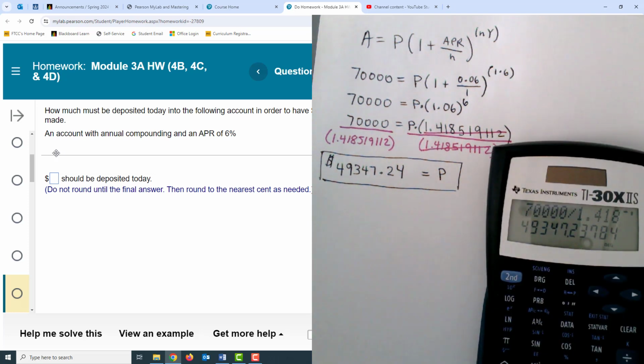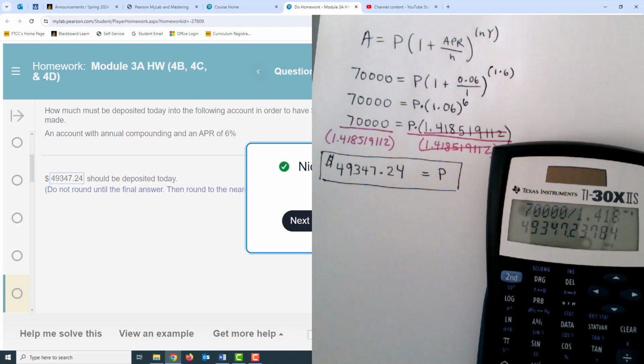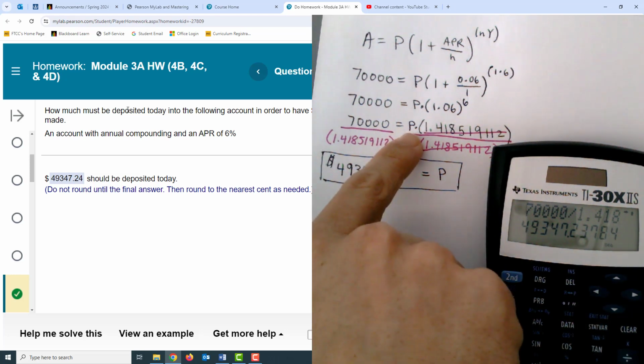Alright, so let's type that in. Let's see if we got it correct. 49,347.24. Nice work. We got it. Alright, so it's a little more work, but as long as you're very careful, hopefully it's not difficult work. Now, I do think that it can get complicated, especially as you work with different formulas, but if you're just very careful with how you show your work, and don't try to hit a home run and do it in one step. Break it down and solve for your P very carefully in this case.